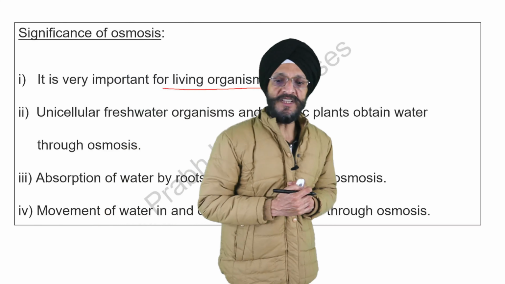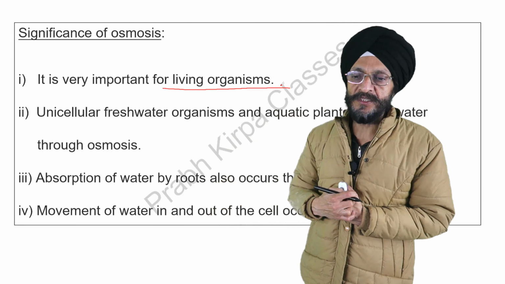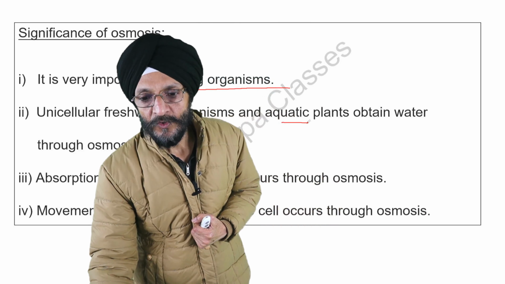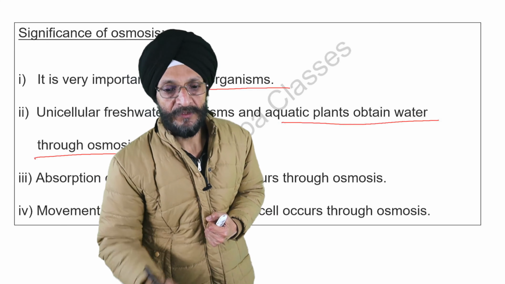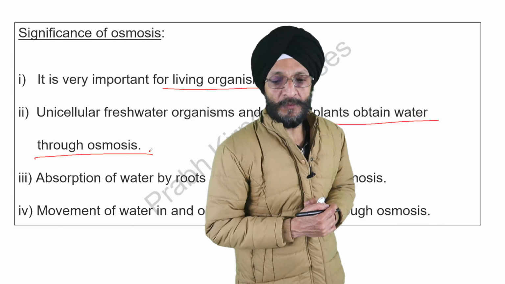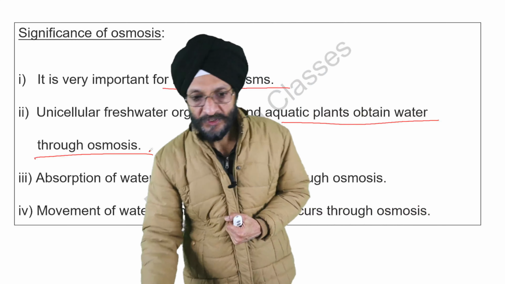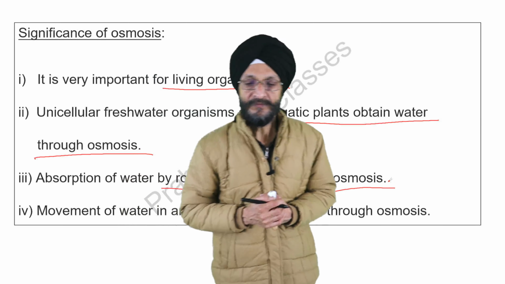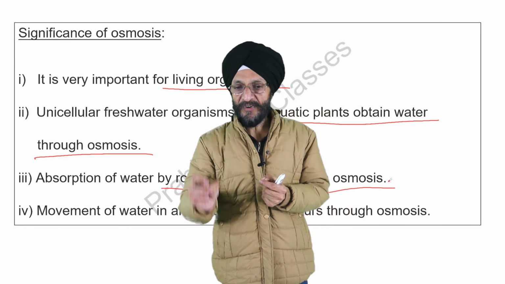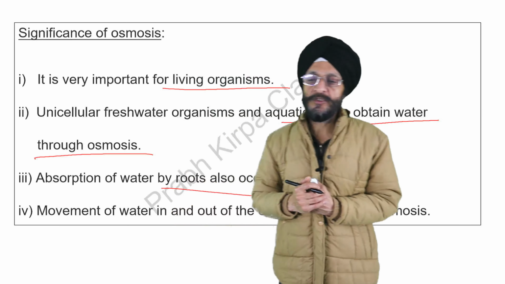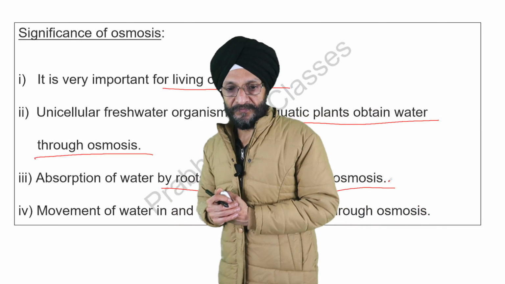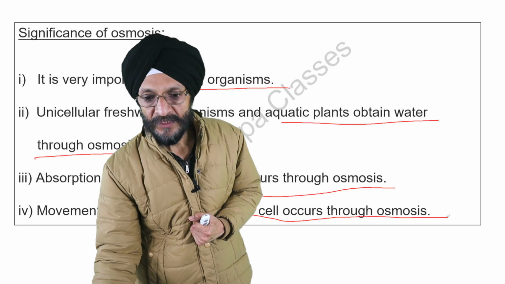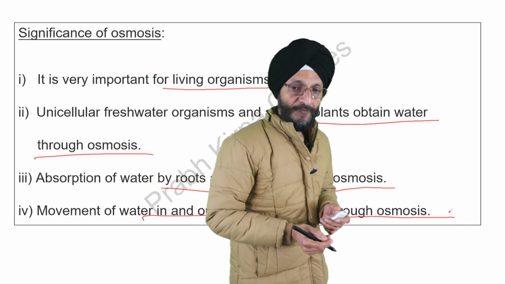Next, unicellular freshwater organisms and aquatic plants retain water through osmosis. Next, absorption of water by roots also occurs through osmosis. It means that the plants take up water through their roots by the process of osmosis. Next, movement of water in and out of the cell occurs through the process of osmosis.